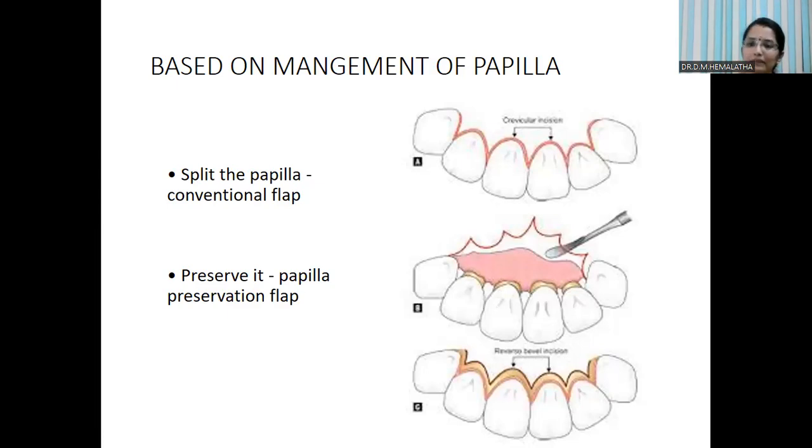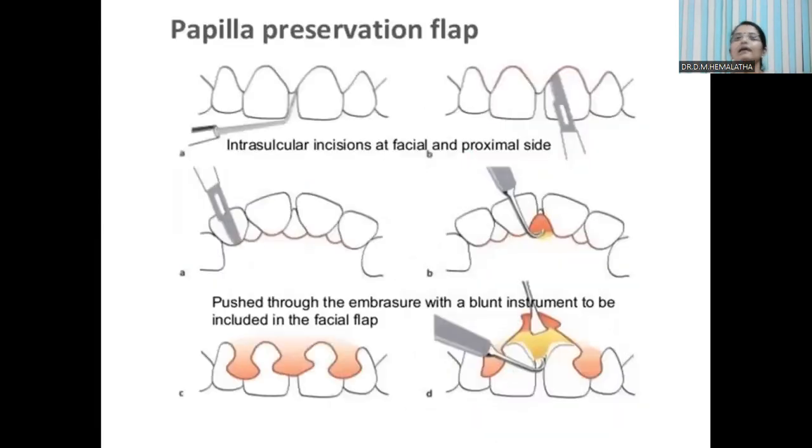The papilla is split into a buccal and a lingual or a palatal component. In this picture, it is evident that after giving the incisions in the sulcular area, the entire papilla is incorporated into either the buccal or the palatal flap. In this picture, the entire papilla is incorporated into the buccal flap. So this is a papilla preservation flap.